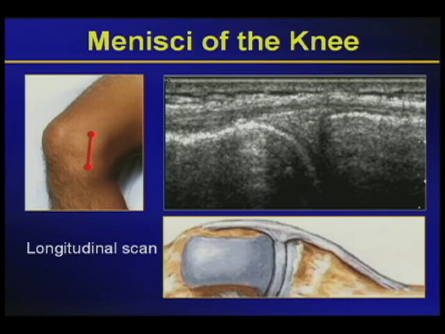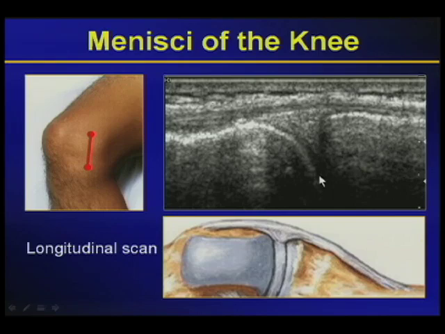MRI is the modality of choice to look at the menisci. However, like we warned you, when you're looking at the knee with ultrasound, you can use it as a screening tool. Now, remember the craniocaudal orientation of the transducer across the femur and tibia cuts across the intraarticular line.